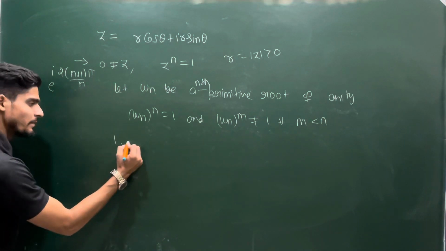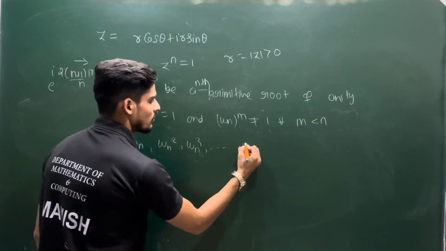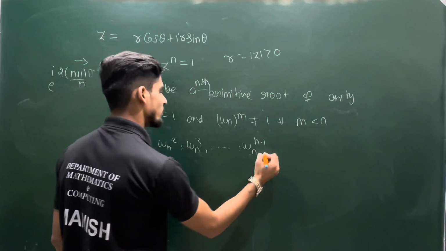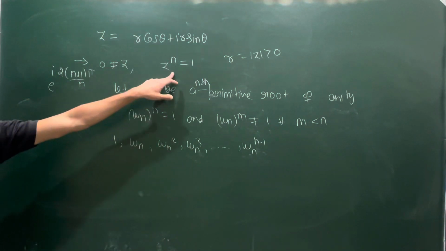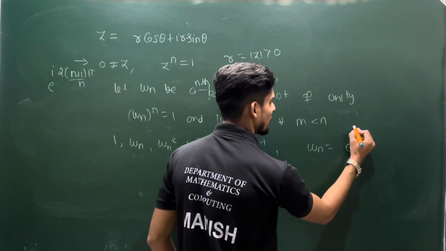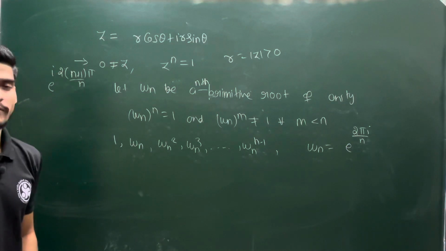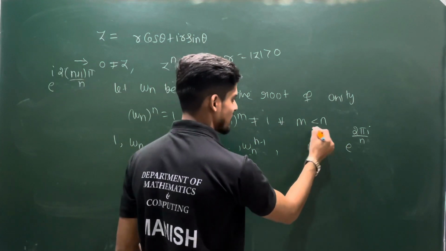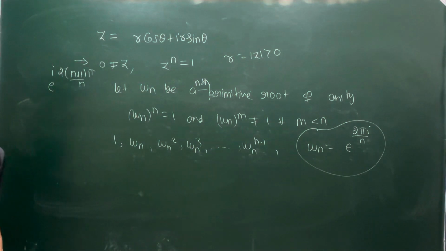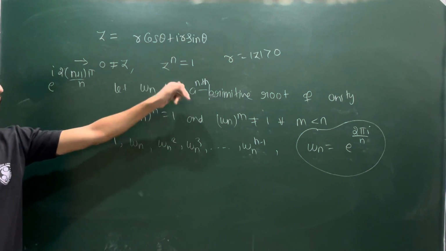So the solutions are 1, omega n square, omega n cube, up to omega n power n minus 1. These are the n roots of this equation. You can treat this omega n as the simplest one, e power 2 pi i by n. This is the element of order n. You can verify that the order of this element is n. So this you can always take. So this is another way for finding the roots of the equation z power n is equal to 1. And the roots are called the nth roots of unity.